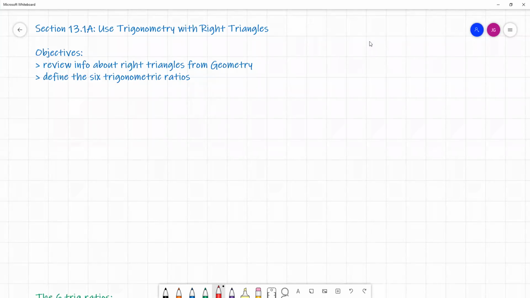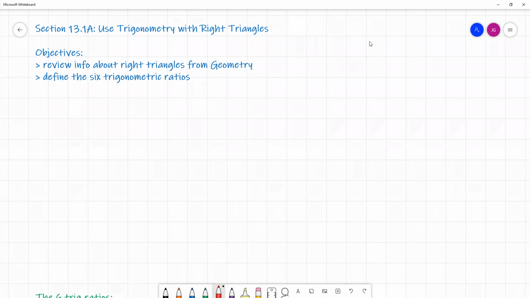Here's the start of a new chapter. We have chapter 13, where we're going to focus on trigonometry. We're kind of moving away from this talk about functions. We're going to do a little bit of geometry. We're going to start here with 13.1a.